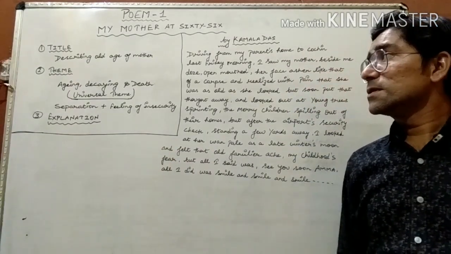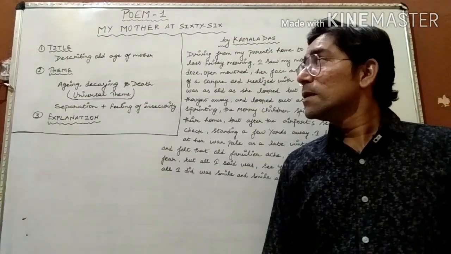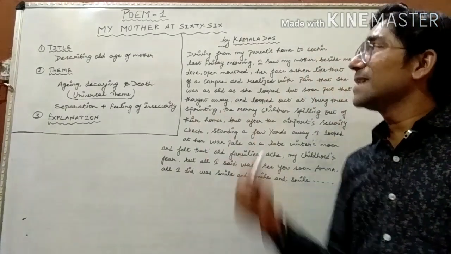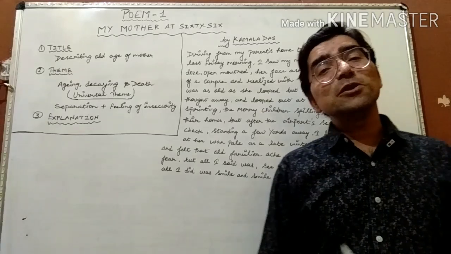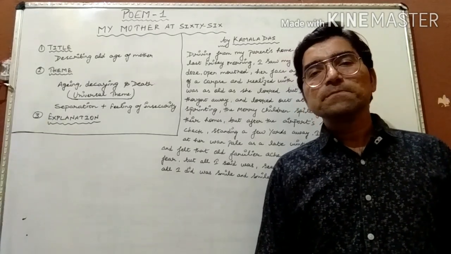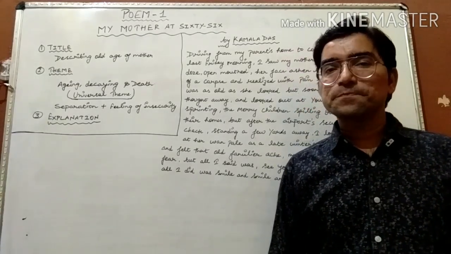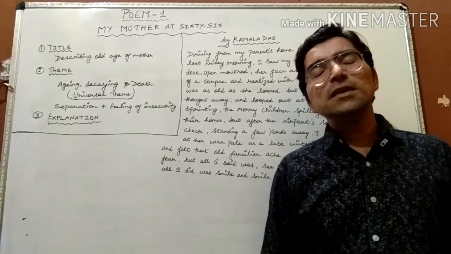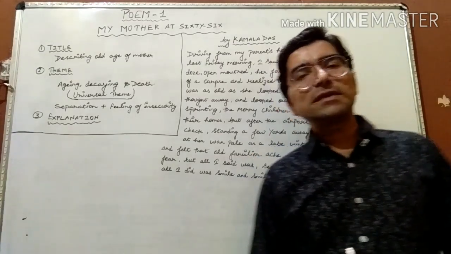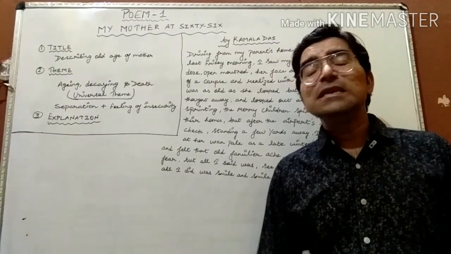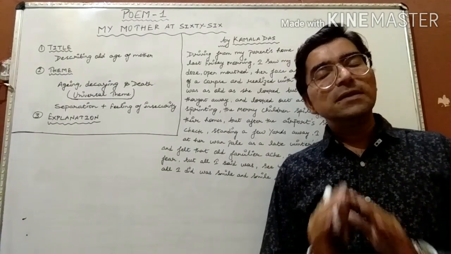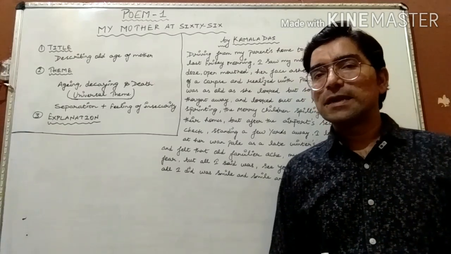Now, first of all, we shall discuss the title of the poem. The title of the poem, My Mother at 66, simply describes the old age of the mother. Mother is running old age, and the number 66. What is the significance of the number 66? The significance or the importance of the number 66 is the old age of mother, just as simple as that.